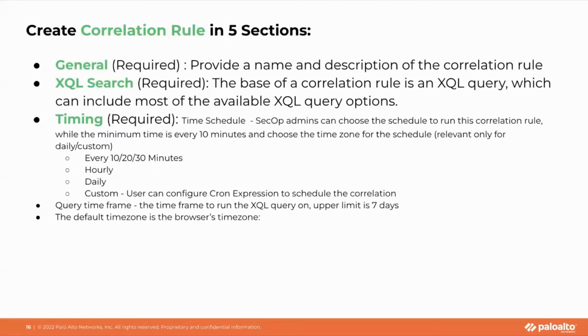In the timing field, the time schedule, the SecOps analyst can choose to schedule when to run the correlation rule. The minimum time is every 10 minutes, and you can choose the time zone for the schedule, relevant only for daily or custom. The options are every 10, 20, or 30 minutes, hourly, daily, or custom, where SecOps can configure a cron expression to schedule the correlation.